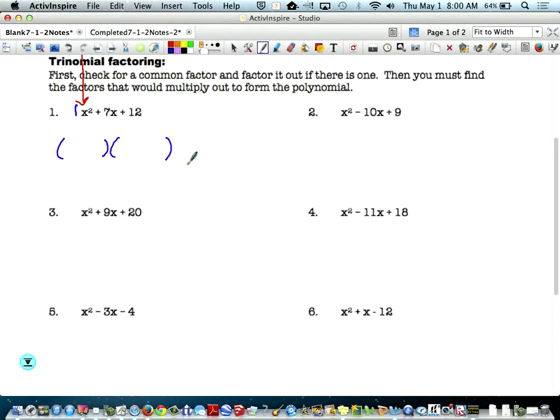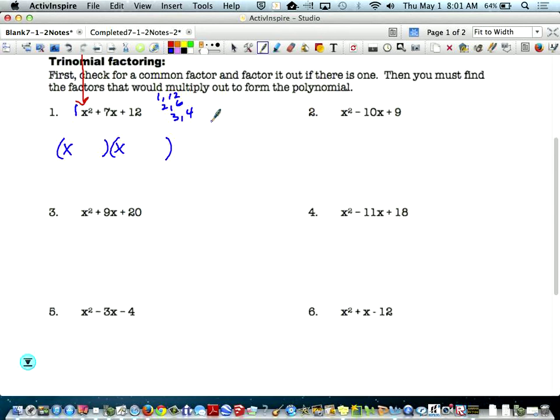So we're going to put 2 sets of parentheses down. Because my leading coefficient is 1, how can you guys multiply 2 things together to get x squared? X and x. That's kind of what makes your life easier. Also, when it's a 1 out front, the factors of 12 are 1 and 12, 2 and 6, 3 and 4.